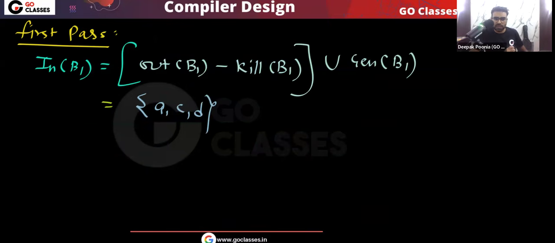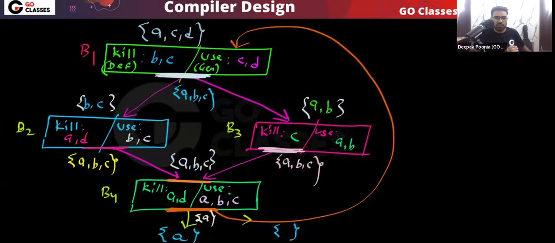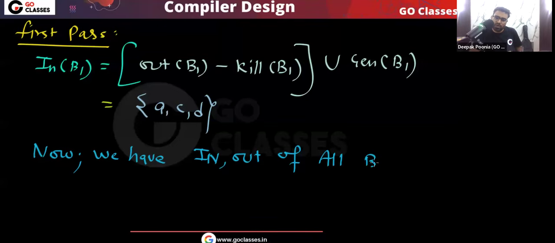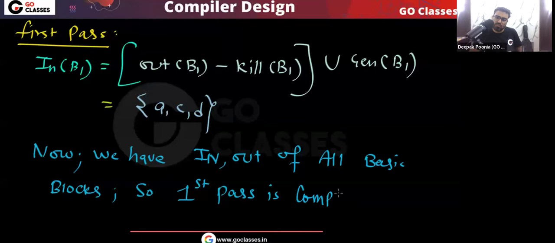We have done the first pass. Is this clear? We are done with the first pass. You can easily notice that for every basic block, we have outset. Also, we have inset. Yes or no? So this is the first pass result. Now the first pass is over. Now we have in comma out of all basic blocks. Now second pass.